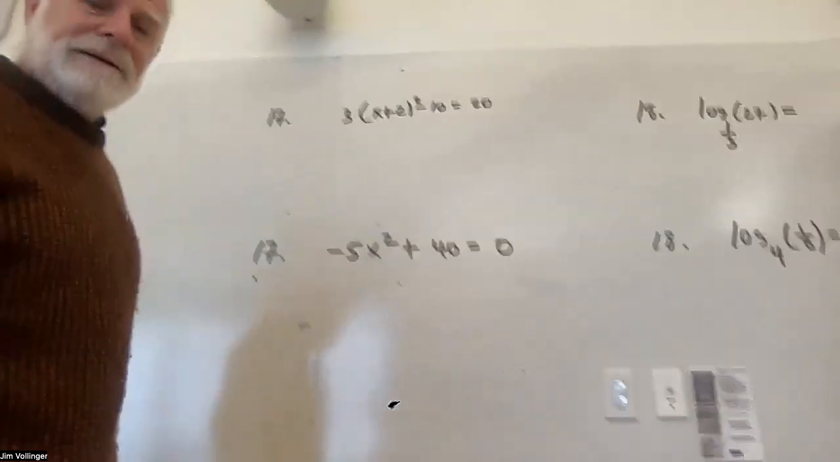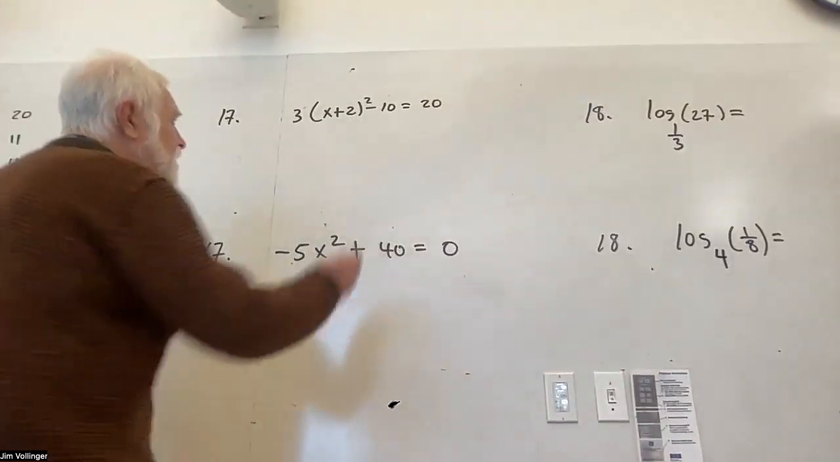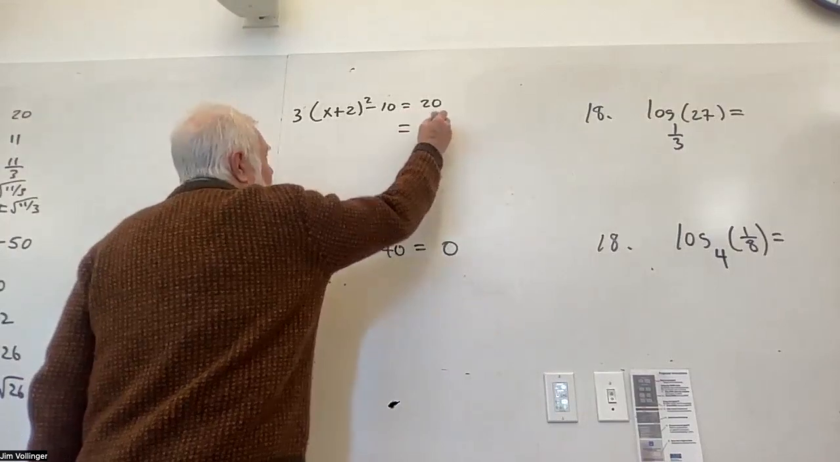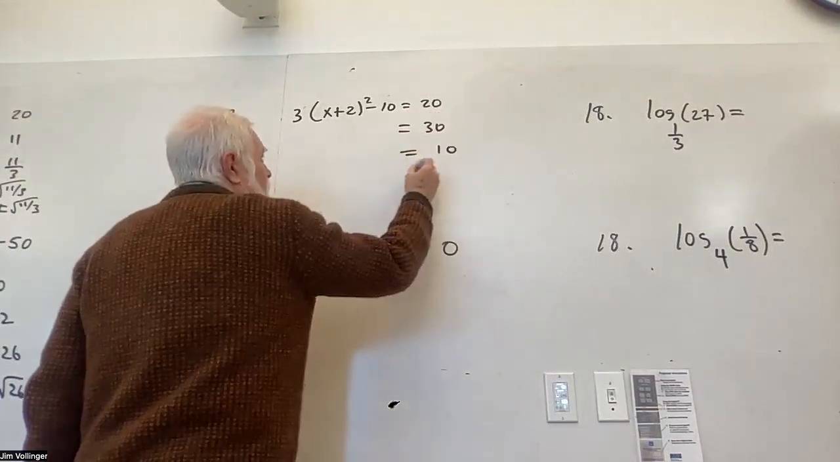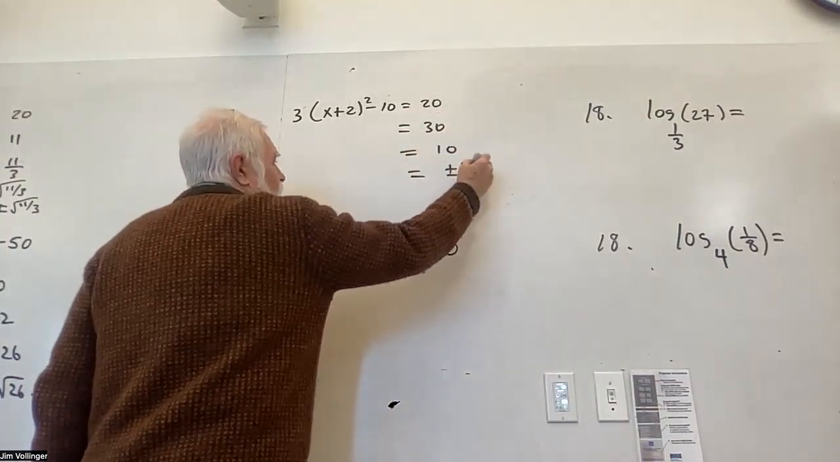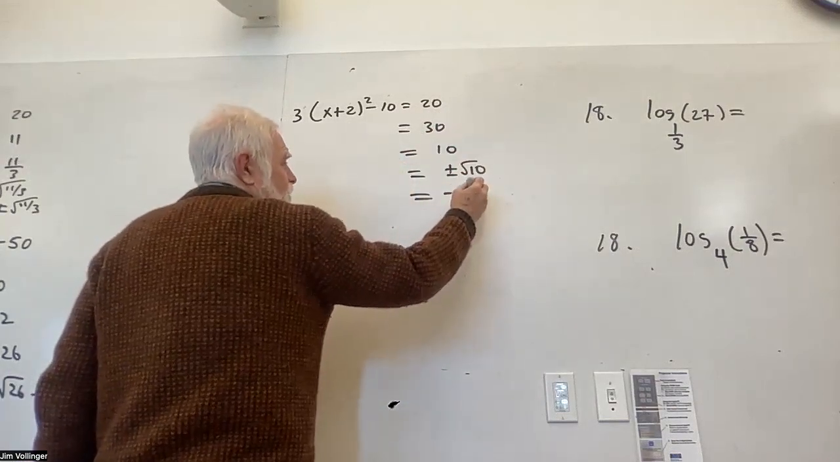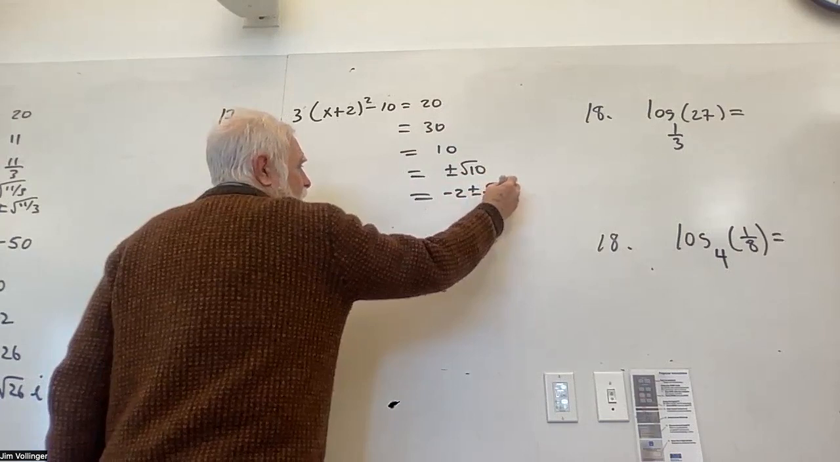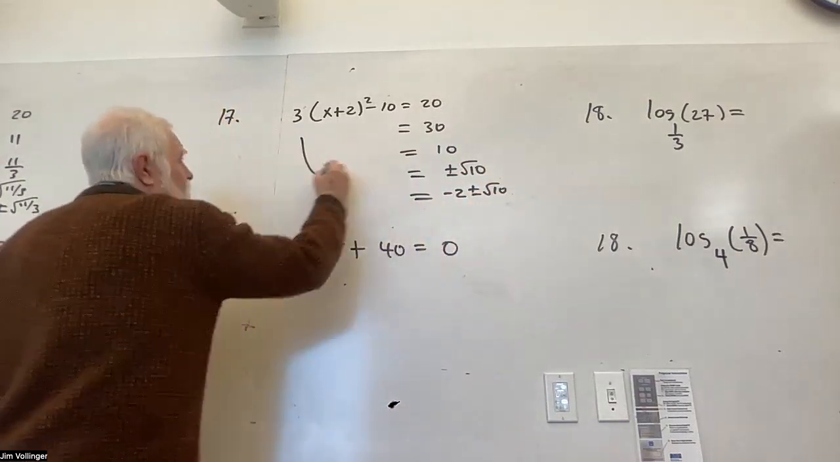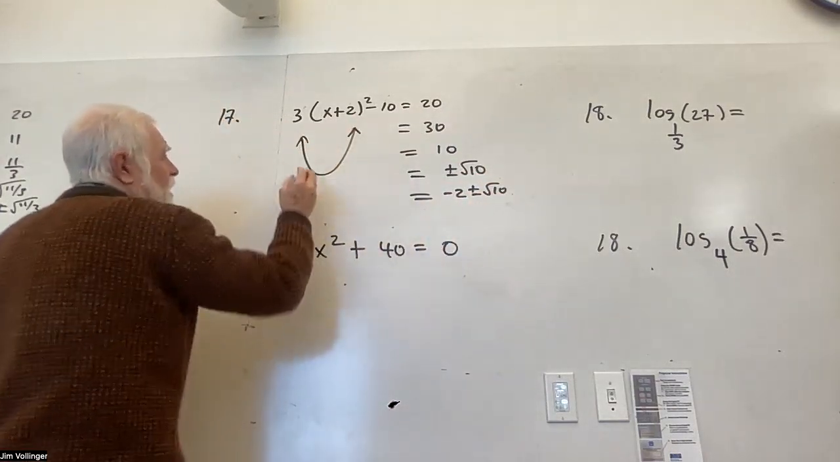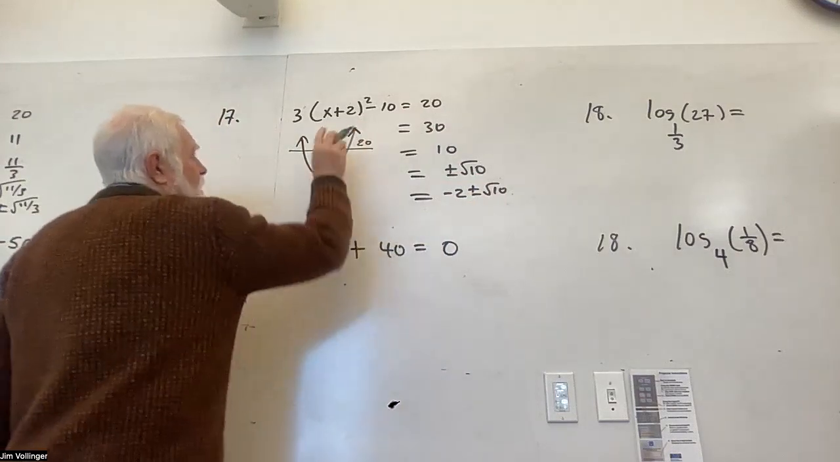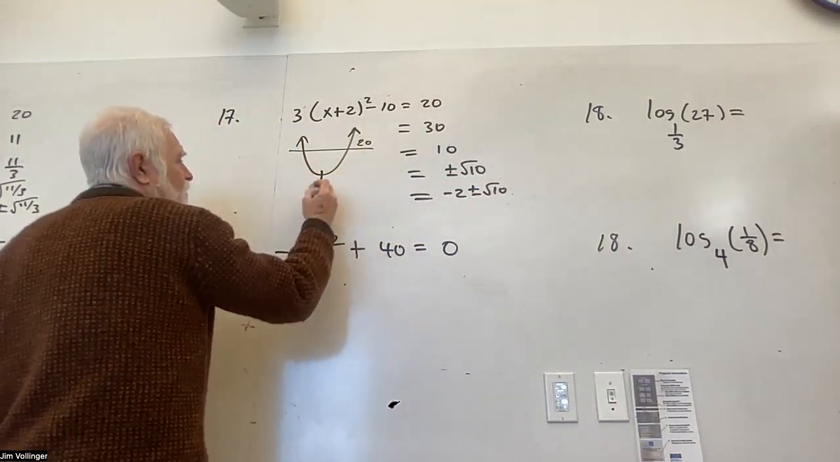Moving on down the line, getting mechanical practice. Talk about concept in class. Add 10, divide by 3, plus minus the square root of 10. Addition of 2 becomes subtraction of 2. So, that cup shape: we want to hit a height of 20, and we are measuring from -2.